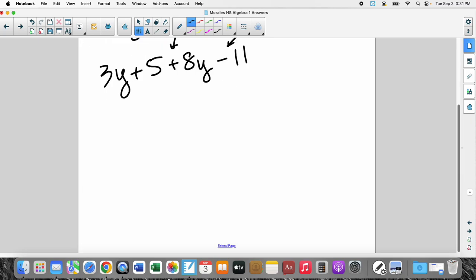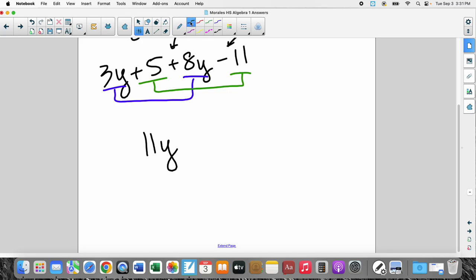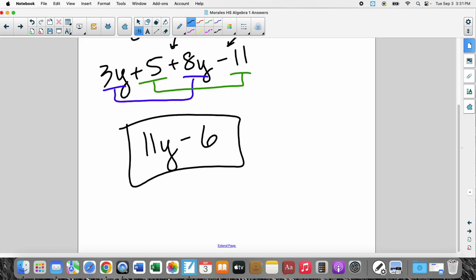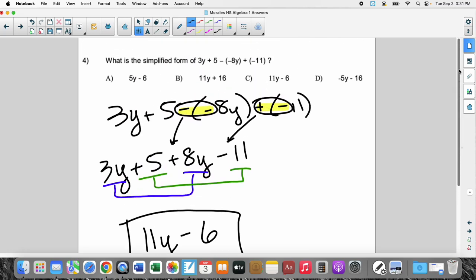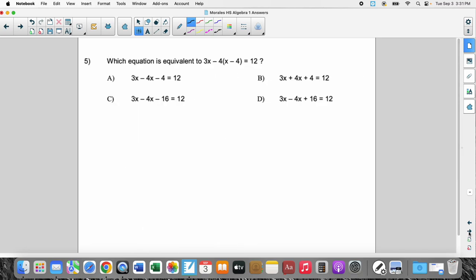And now we're going to combine like terms. We have 3y and 8y, which makes 11y, and then we have positive 5 and negative 11, which makes negative 8. Whenever you write your simplified expression, you're always going to put your variable first. That's called standard form. So the correct answer is C.